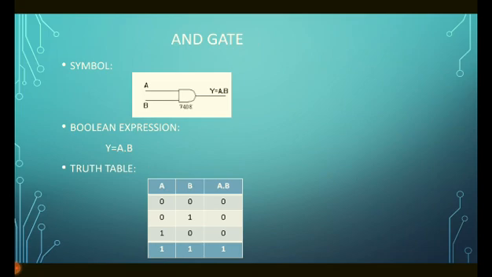Truth table. Here we have 2 inputs and 1 output. When we give both the inputs as 0, the output is 0. When we give one input as 0 and another input as 1, the output is 0. When we give one input as 1 and another input as 0, the output is 0. When we give both the inputs as 1, the output is 1.